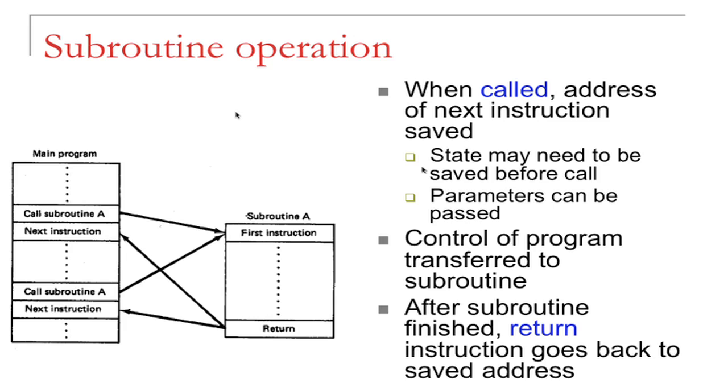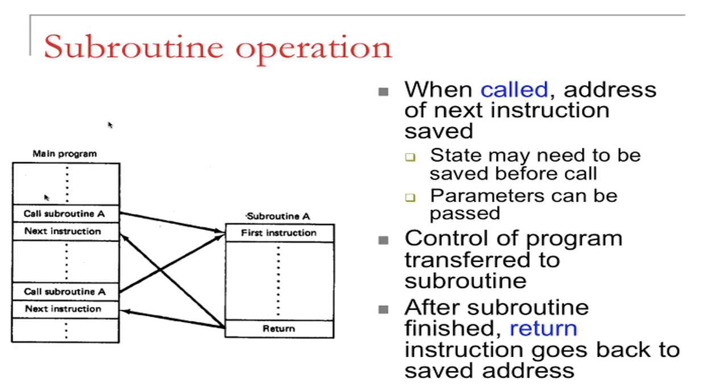There are some additional things we often need to do when we design a subroutine. States may need to be saved before the call. Parameters can also be passed. What do we mean by the state? By state, we refer to the values of registers. We have a lot of registers: AX, BX, all the data registers, and also pointer registers and index registers. But we only have one set of all these registers.